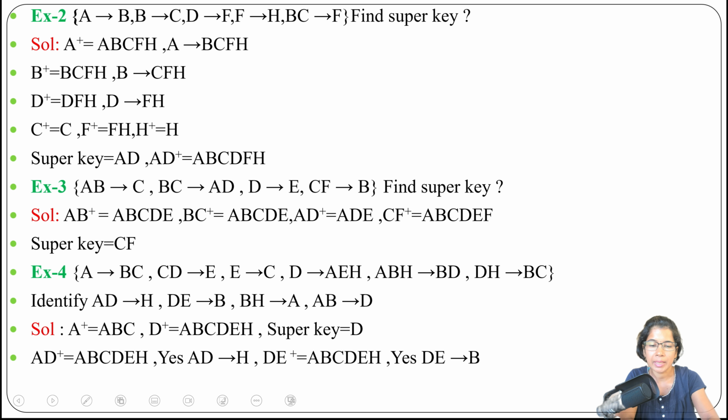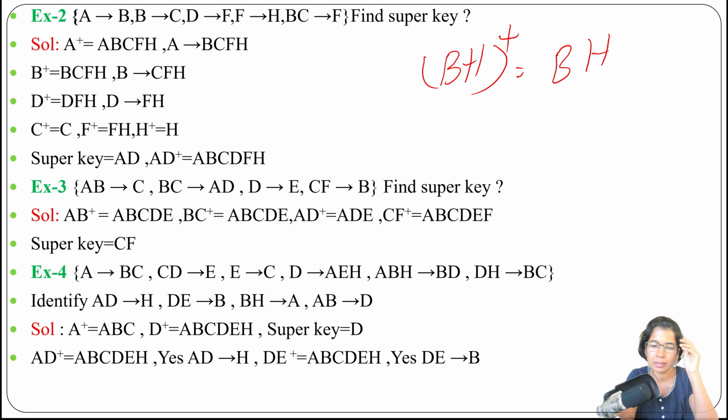Next dependency, BH implies A. So find the BH closure. Now from B and H we can just derive B, H because there is no other possibility, we cannot add any more. And the right side is A. Is it possible that we can derive A? No. Hence this is not true.